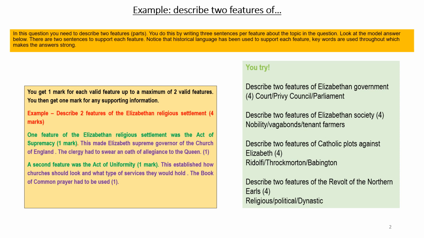To help you practice this, there are 4 questions on the You Try section. And for each part, we have given you the feature. Your job for revision is to develop it. So for example, describe 2 features of Elizabethan government. And I've said to you that the court would be a feature, the Privy Council would be a feature, Parliament would be a feature. Go away and revise and make sure that you can add 2 sentences about each of those parts of government.